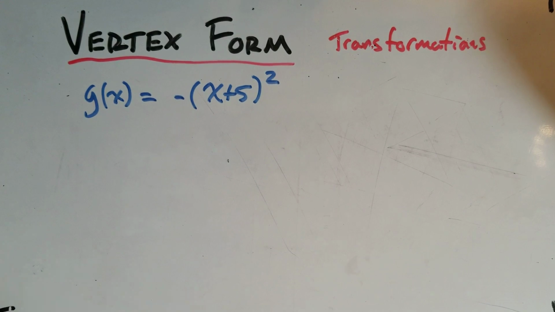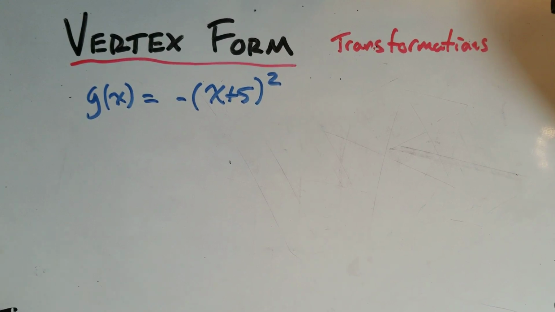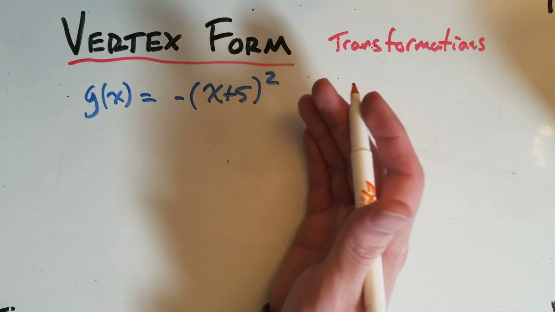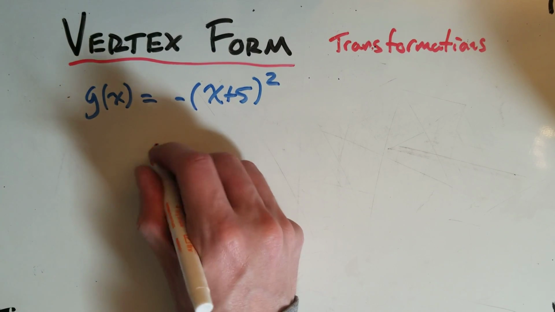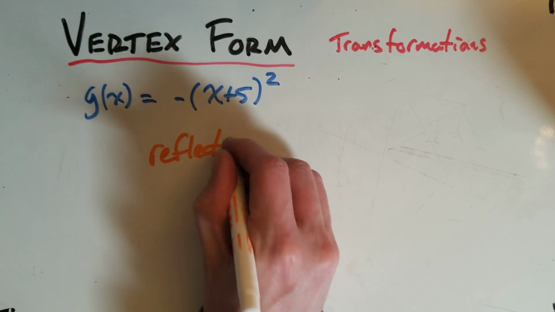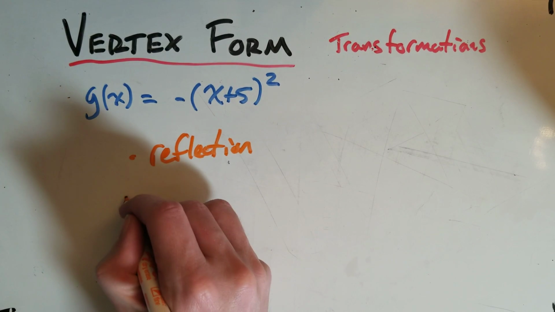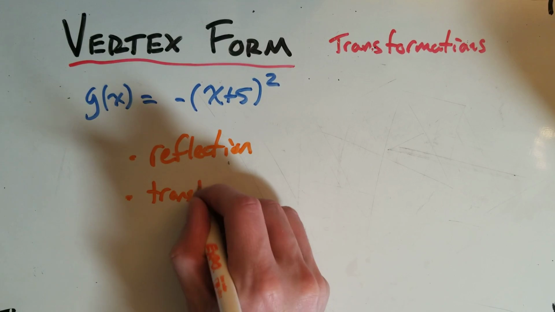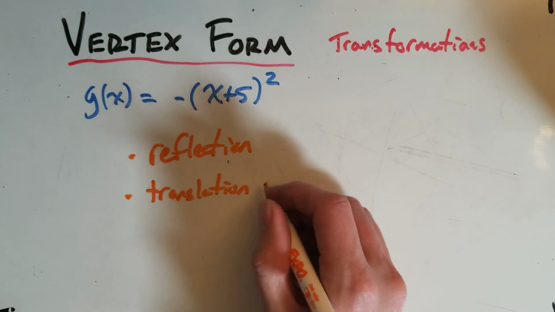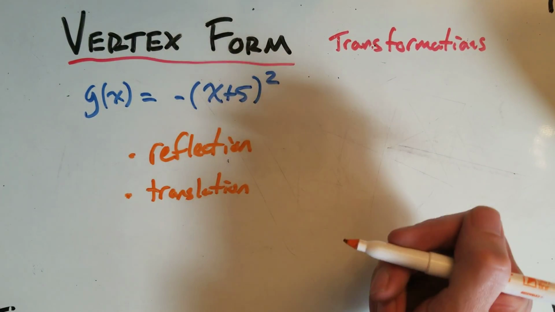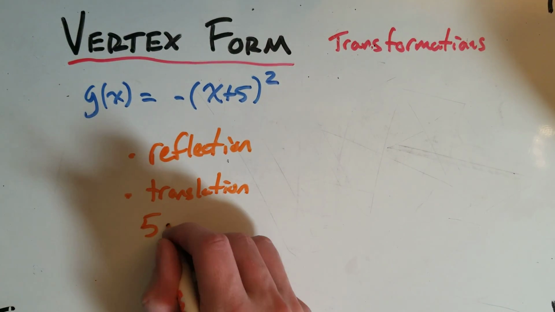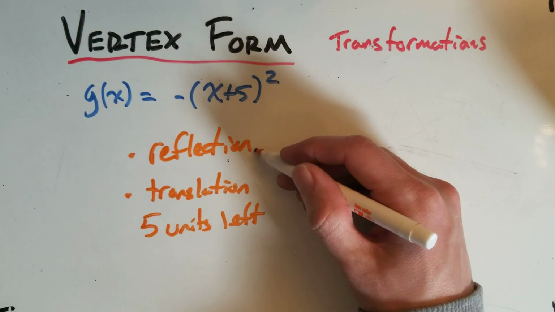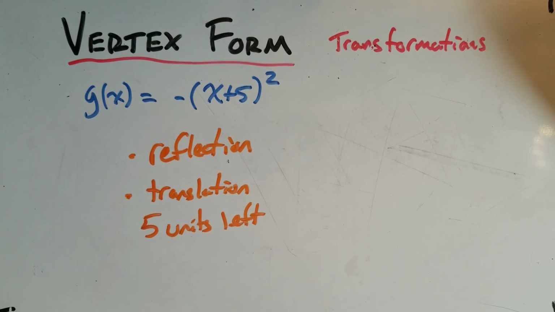So by looking at this, A is -1, so there's no dilation. The absolute value of A is equal to 1. But it is negative, so that means there's going to be a reflection. And also you have the plus 5 here, so that means there's also a translation. The plus 5 means it's going to go 5 units to the left. So we're going to reflect, and we're going to go 5 units to the left.